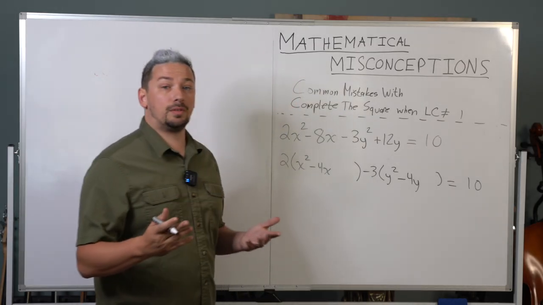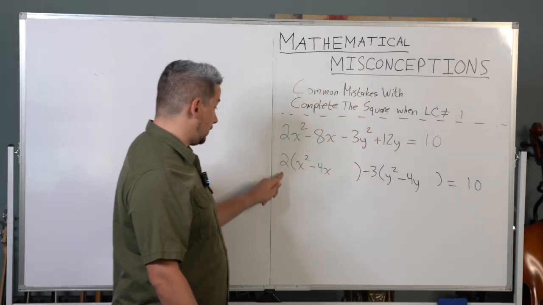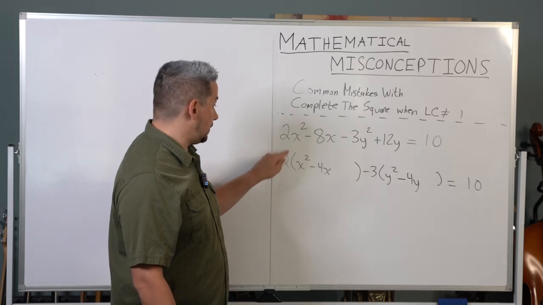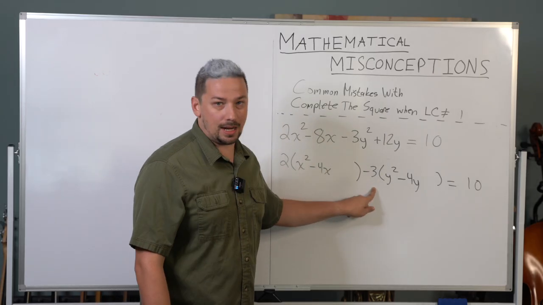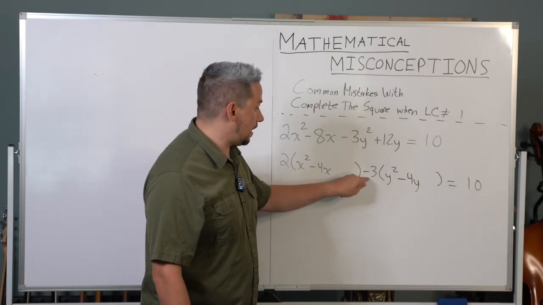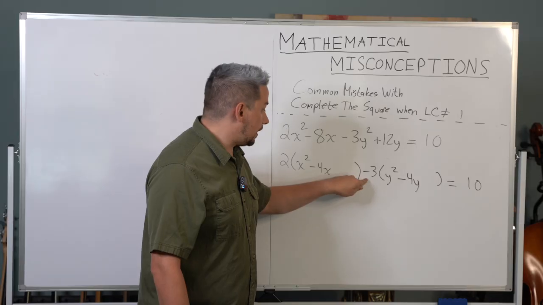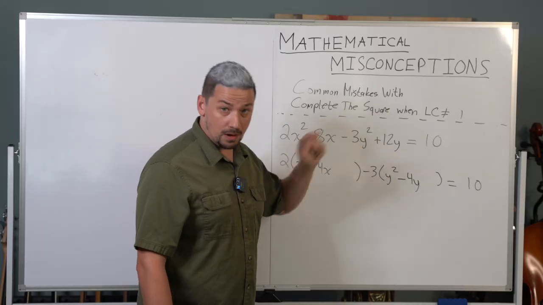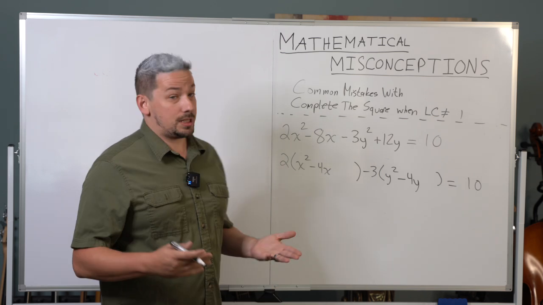Okay, if you're not sure if you distributed it or factored it correctly, you can always go in reverse, distribute. If I distribute this 2, it's going to be 2x squared minus 8x. And if I'm not sure if I factored this negative out correctly, let's distribute it back in. -3, -3y squared, check. -3 times -4 is plus 12y. We're in the clear.